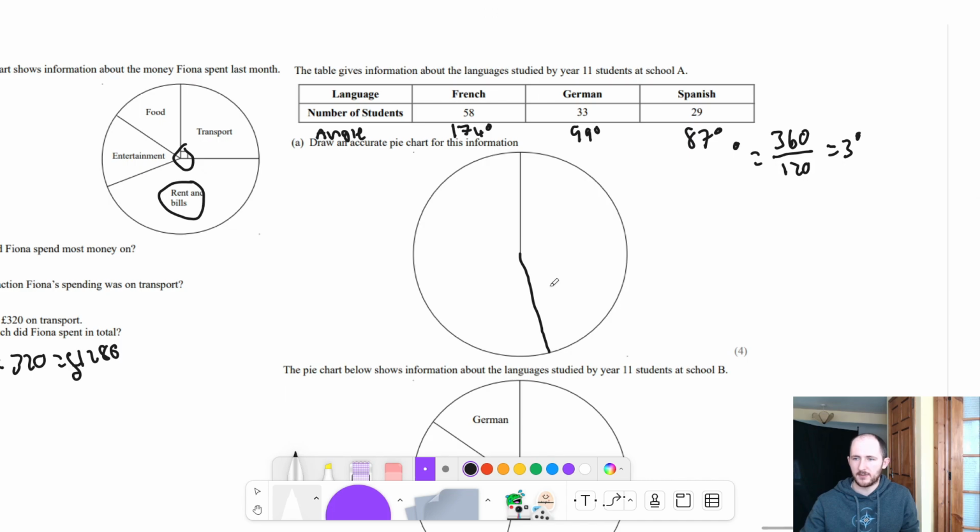Again, this is not accurate for French. Then you put your protractor along the line you just drew, and you measure out another 99 degrees, which again is going to be something vaguely like this. Now you don't actually need to do the last one, because it's just going to be what's left. But what I'd recommend doing is putting your protractor along this line and measuring 87 degrees and seeing if you get back to your starting position, okay?